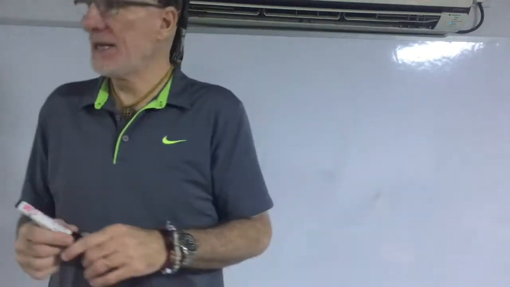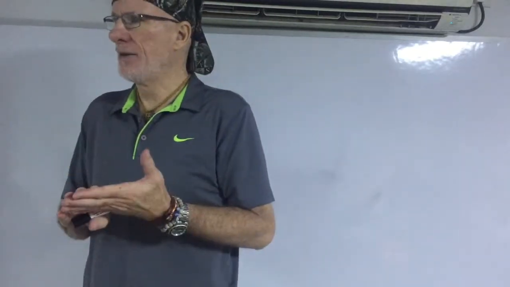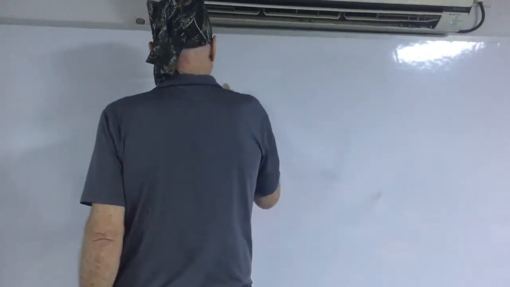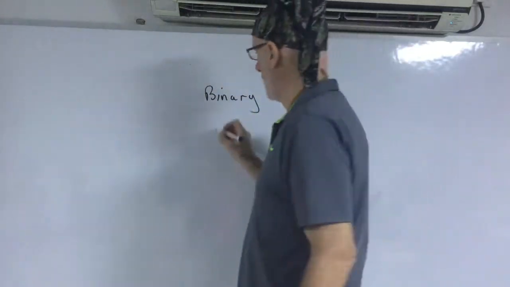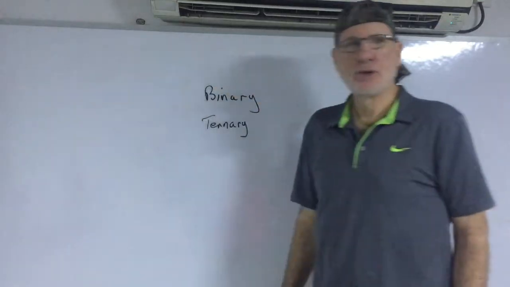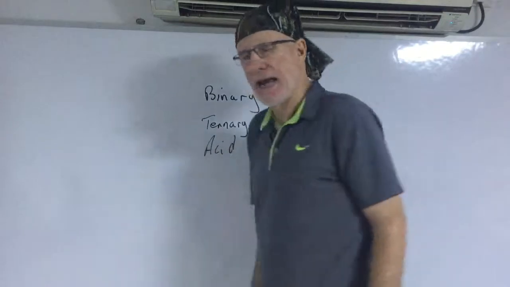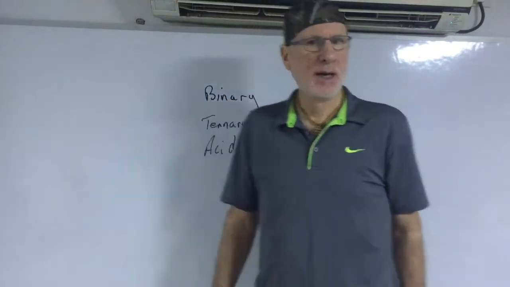Okay, we're on. Now, yesterday we spoke about binary nomenclature, ternary nomenclature. We talked about ternary. We talked about acids. We kind of ended on acids, yeah? Now, let's begin by reviewing a little bit about acids.